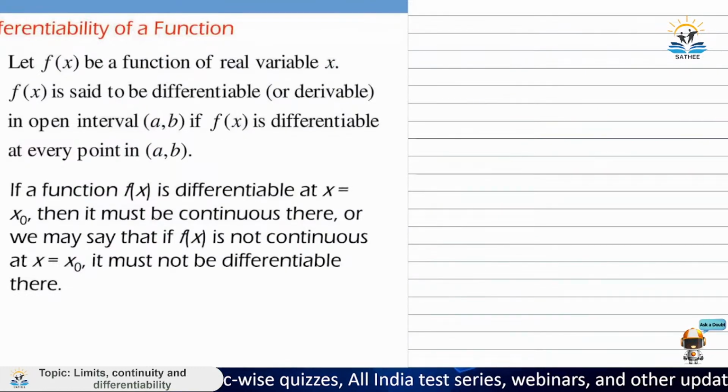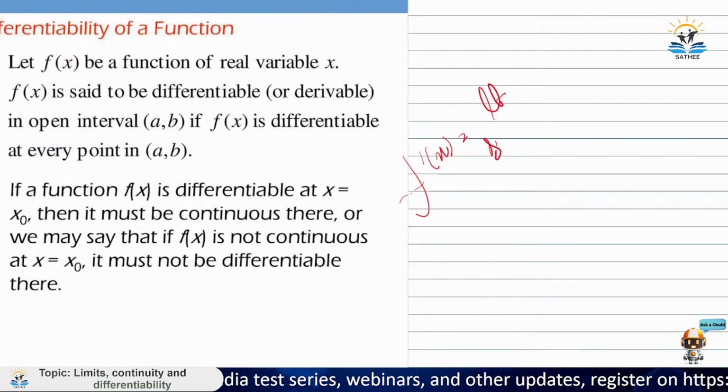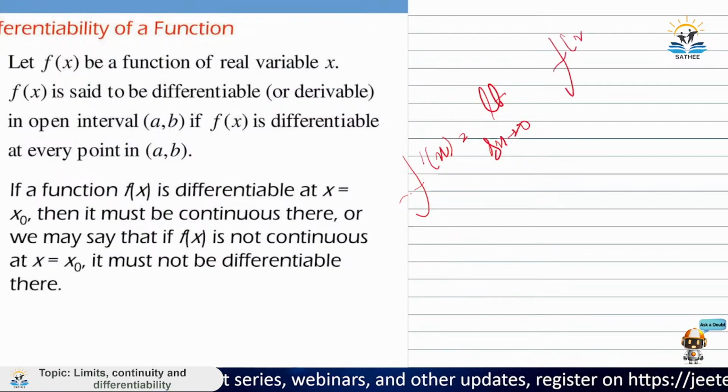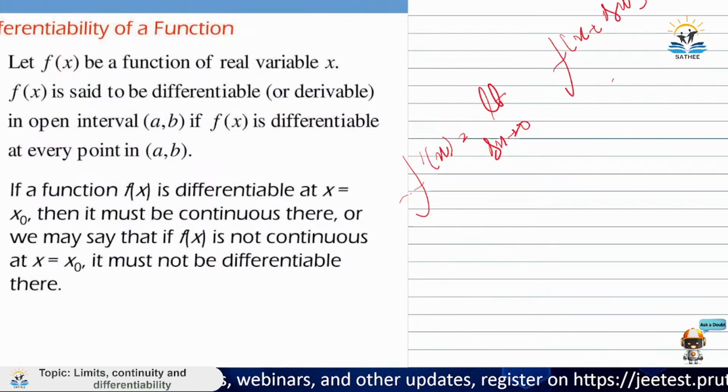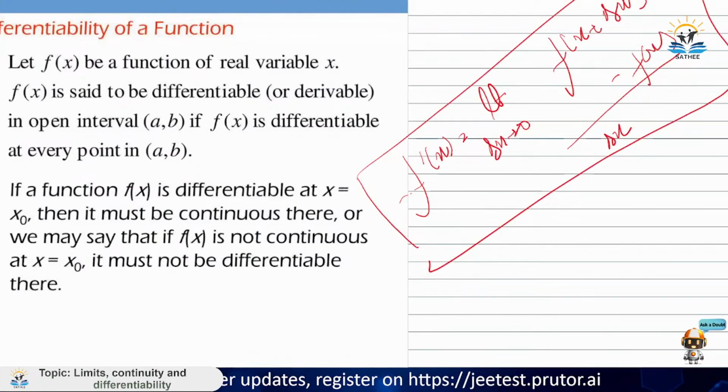So again, I'll write it out for you. Let me write it properly. f dash of x is equal to the limit as delta x tends to 0 of f of x plus delta x minus f of x, upon delta x. I hope it's clear. It's an important definition.